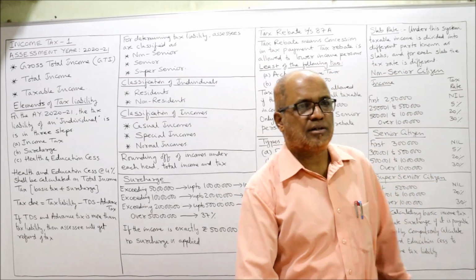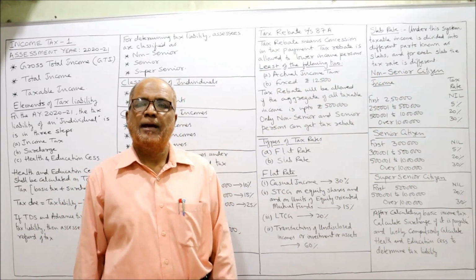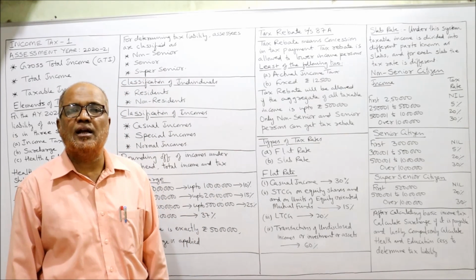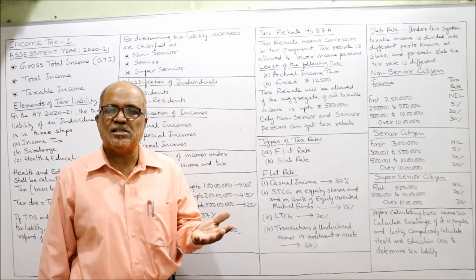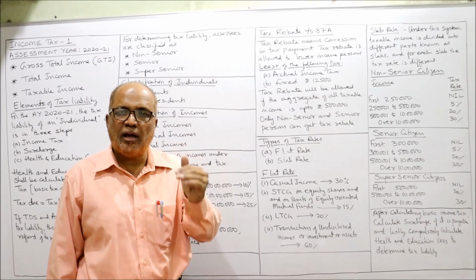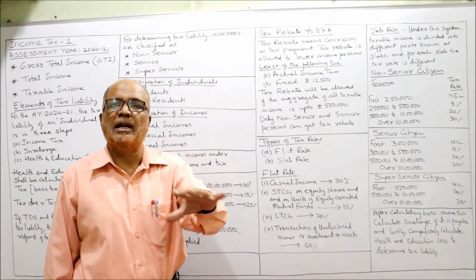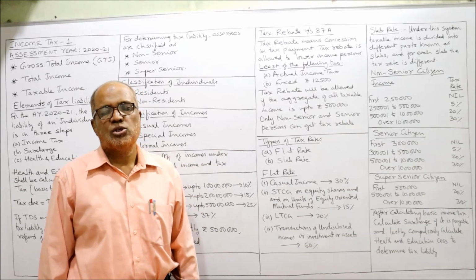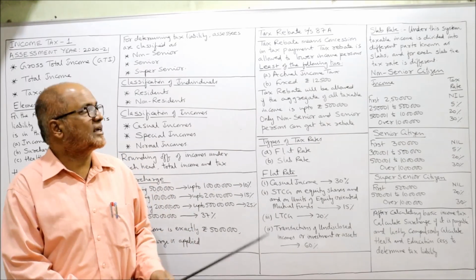Now, tax rebate under section 87A. Tax rebate is a concession in the tax for lower income assessees. All the assessees are not rich assessees. Some assessees are there whose income is low, lower income group assessees. For them, the government has given some relief, some concession in the tax liability. To whom it is given and how much it is given, now I am going to explain.